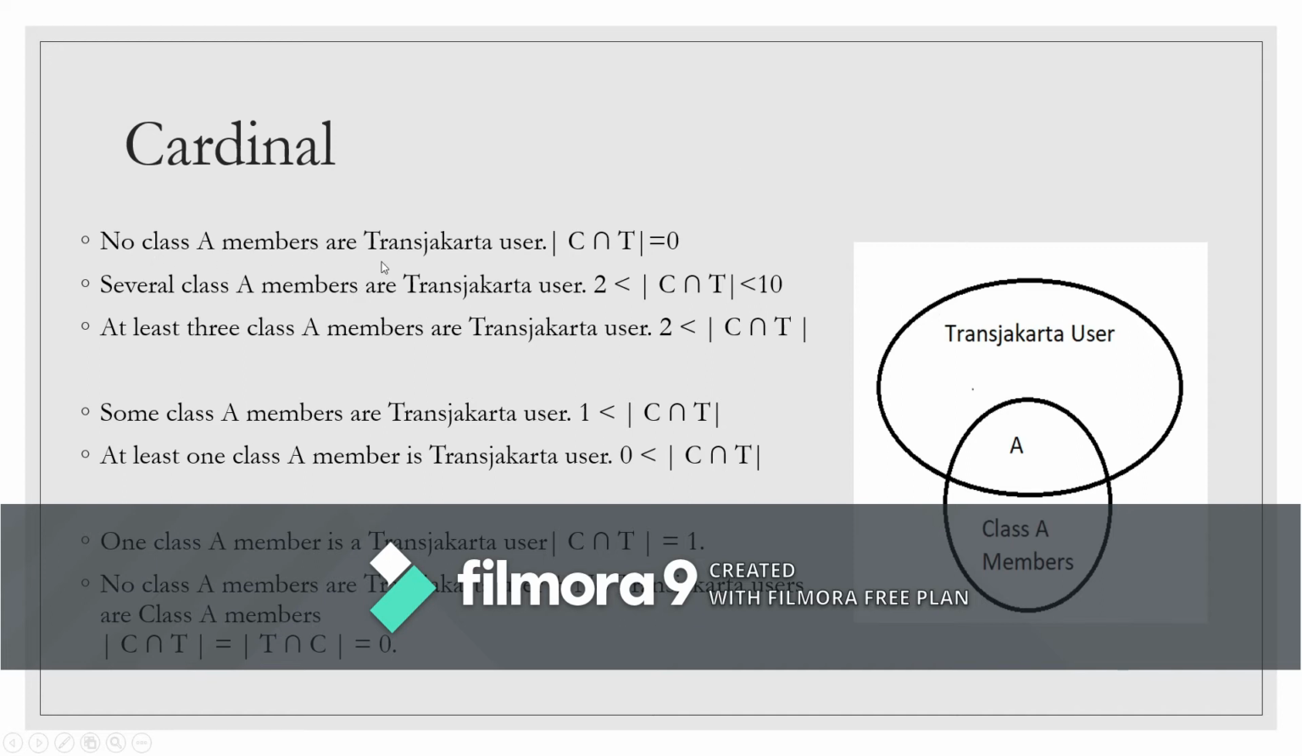No class A members are Transjakarta users. C is class A members. This symbol is "part of," T is Transjakarta users, equals 0. So that means there are 0 class A members who are part of Transjakarta users. That's why we use "no" class A members.